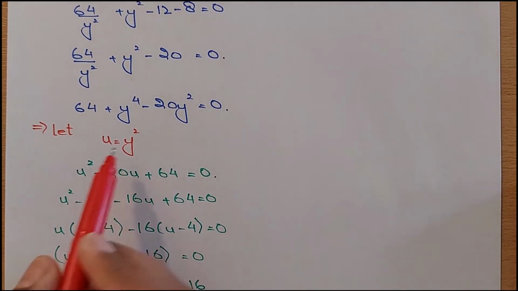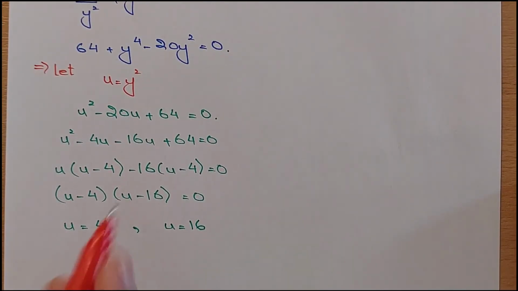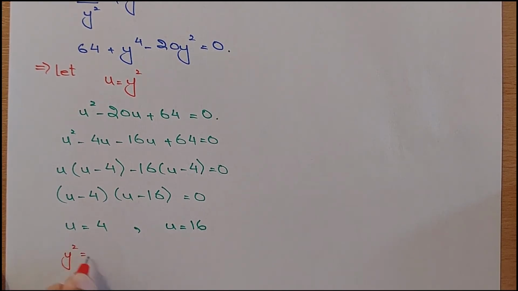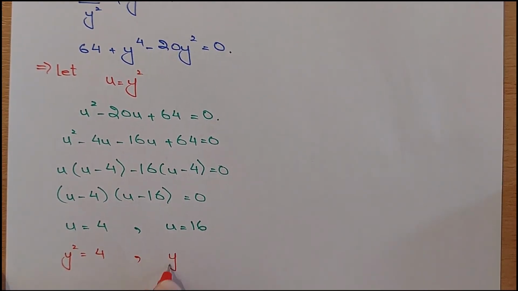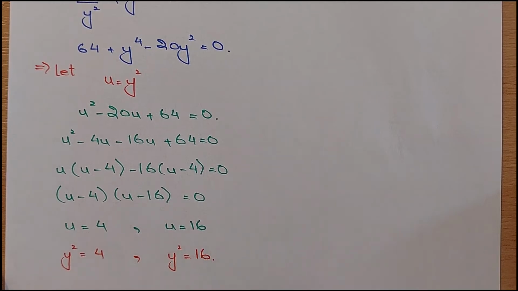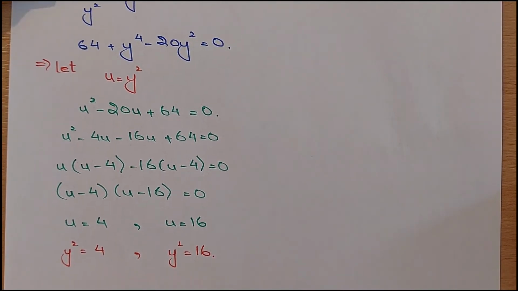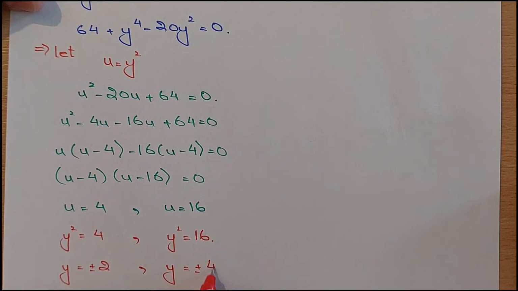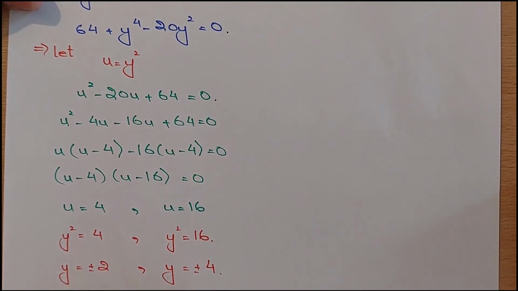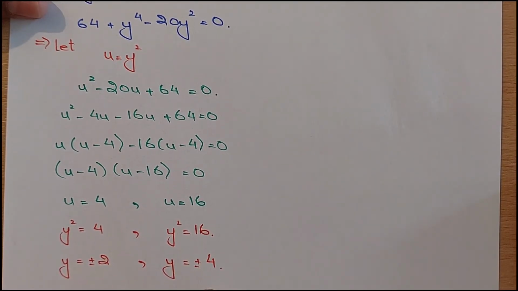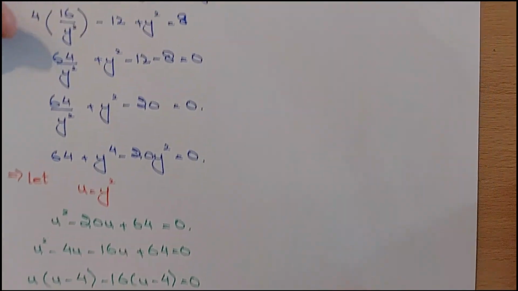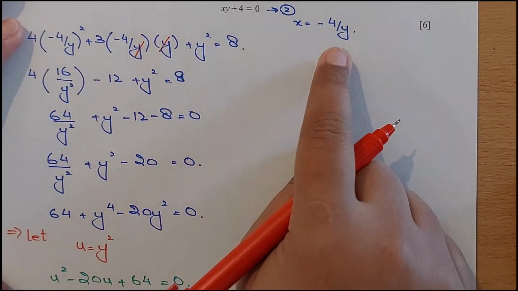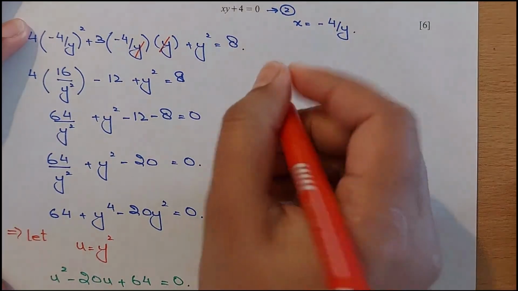Let me substitute back. u is y squared, right? So here y squared is equal to 4 and y squared is equal to 16, right? To get the value for y, we need to take the square root of 4, y equals plus minus 2, and the square root of 16, y equals plus minus 4, right? Now we have 4 values for y, plus minus 2 and plus minus 4. Now let me substitute these values one by one into this equation to get the values for x, right?